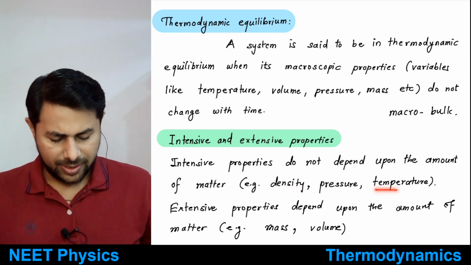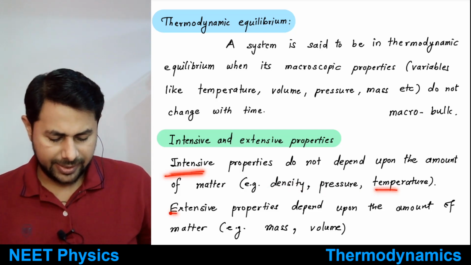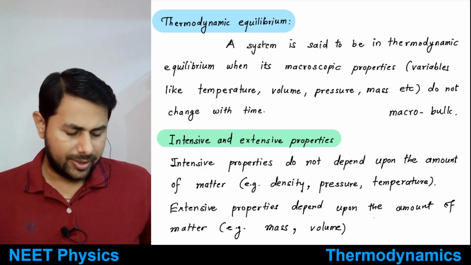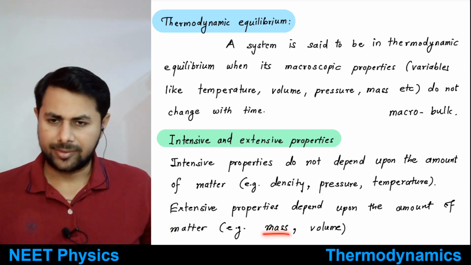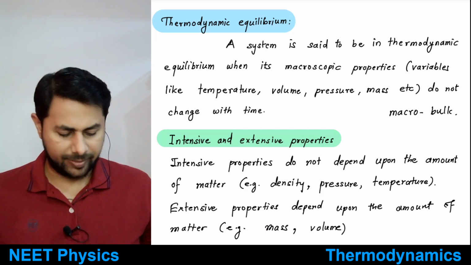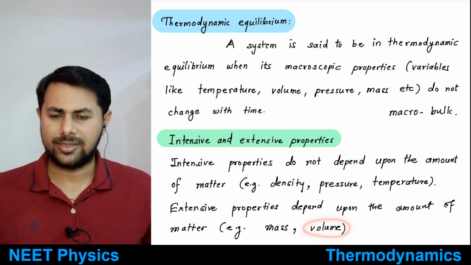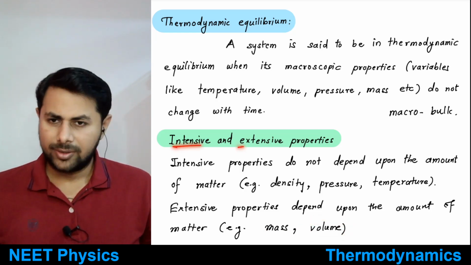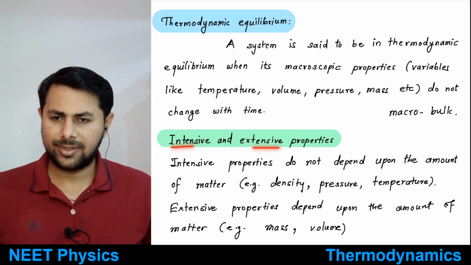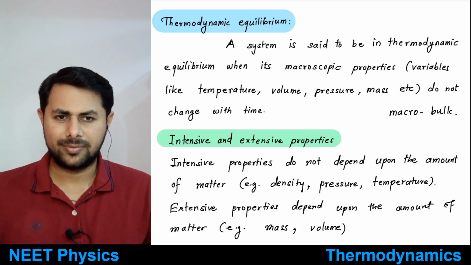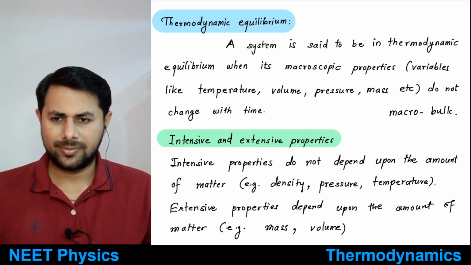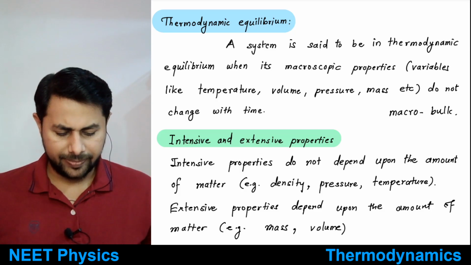So these are the intensive properties, and extensive properties depend upon the amount of substance, the amount of matter. So that is mass. Mass is an extensive property. Volume is also an extensive property. So this thing is clear? Intensive and extensive. Yes, no? Okay.